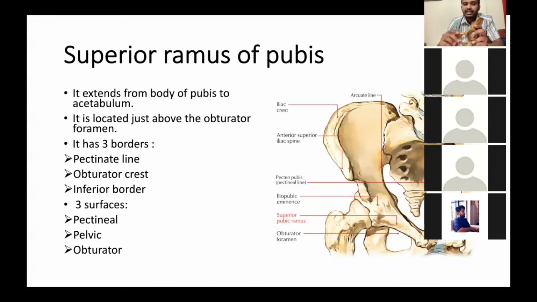And not only that, it has got three surfaces. One is the pectineal surface. Number two is the pelvic surface. Number three is the obturator surface. We will talk about all these things in detail in the coming slides. Is it clear, everybody? Yes, sir.